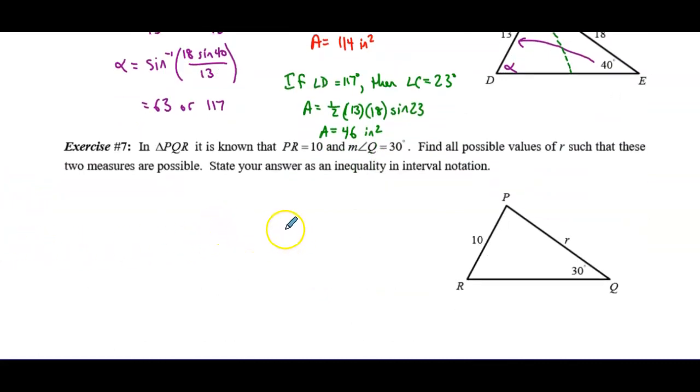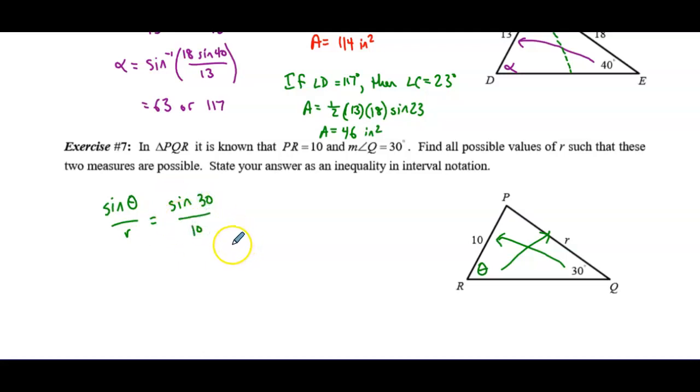Exercise 7. So it is known that PR is 10, I got that, and that angle Q is 30. Find all the possible values of R such that the two measures are possible. All right, well, since I have a little R here, let's put a theta here, and let's use law of sines here, and see what we come up with. So I've got sine theta over R is equal to sine 30 over 10.